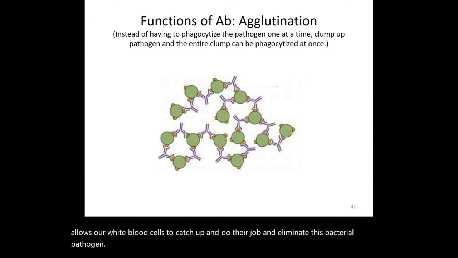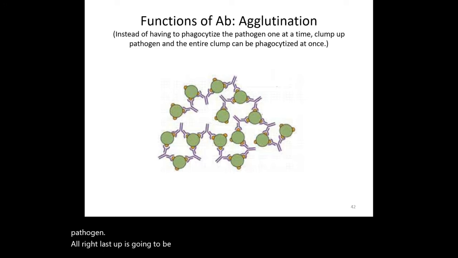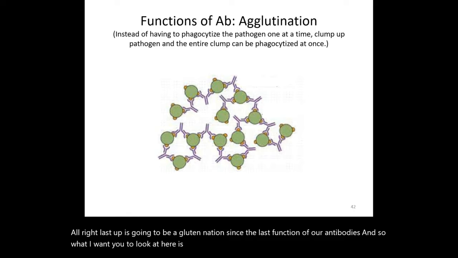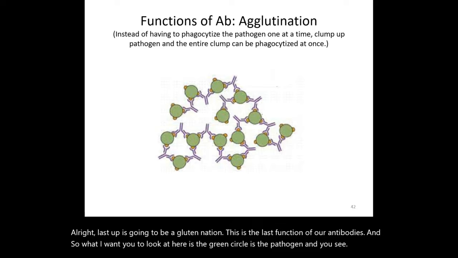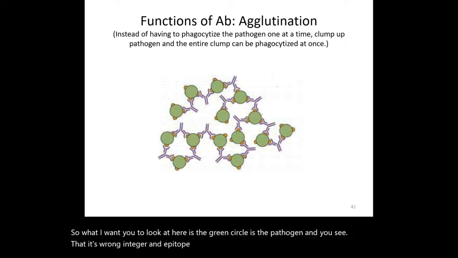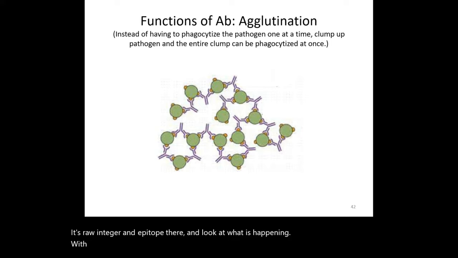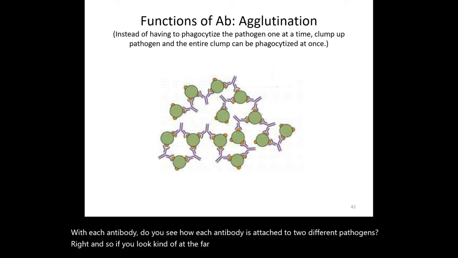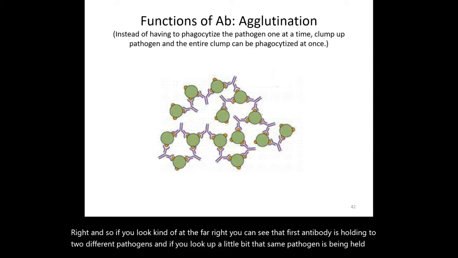All right, last up is going to be agglutination. So this is the last function of our antibodies. And what I want you to look at here is the green circle is the pathogen, and you see its little antigen and epitope there. And look at what is happening with each antibody. Do you see how each antibody is attached to 2 different pathogens, right? And so if you look kind of at the far right, you can see that that first antibody is holding on to 2 different pathogens. Then if you look up a little bit, that same pathogen is being held onto by a different antibody.